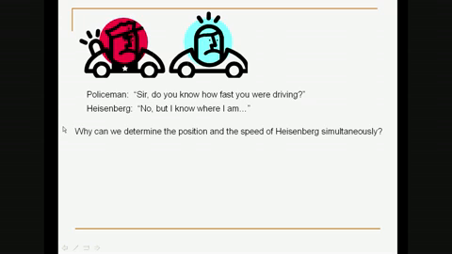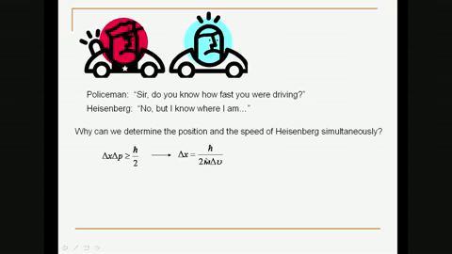Now, if we have Heisenberg's uncertainty principle, how come we can determine the position and the speed of Heisenberg simultaneously? That is, why don't we see in our ordinary lives this uncertainty principle? The answer becomes clear if we look at this formula more carefully. What I've done here is I just put delta x and I rewrote delta p in terms of mass times uncertainty in speed. And let's look at this formula.